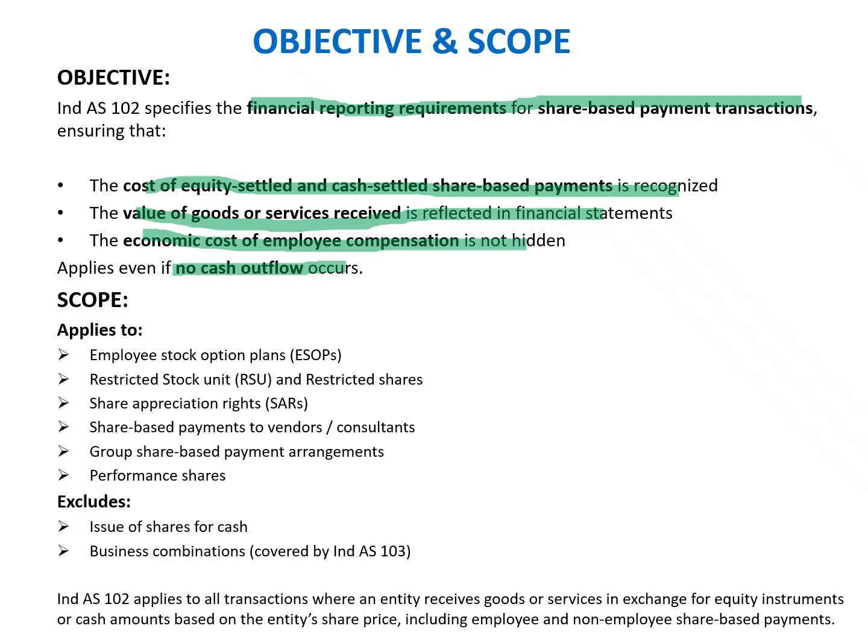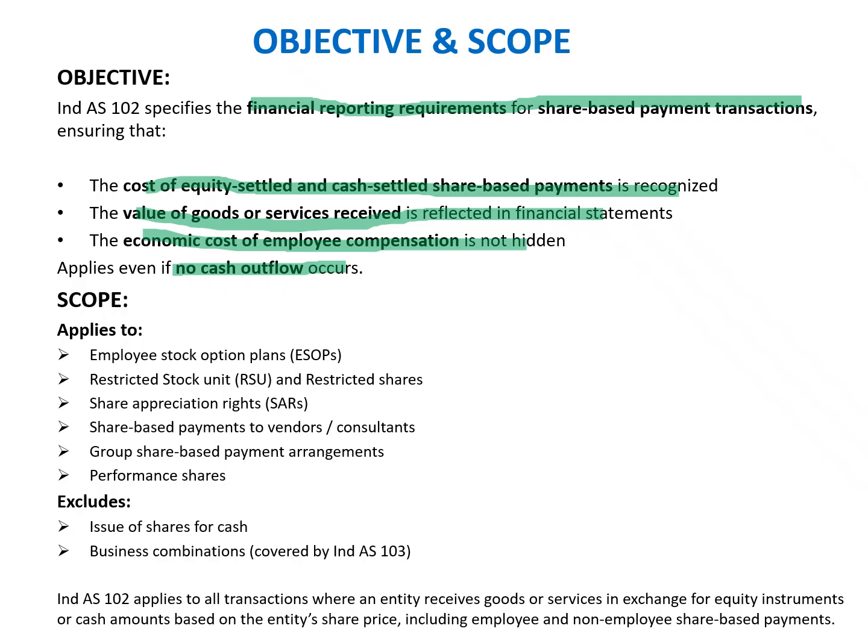So the objective of Ind AS 102 is to make sure that any kind of payment which is settled in equity, or which is not settled directly in equity but in lieu of the equity is settled in cash, all those payments should properly reflect in the financial statements. The necessary accounting entries are properly done, and at each reporting date the recognition is as per the requirement of Ind AS 102.